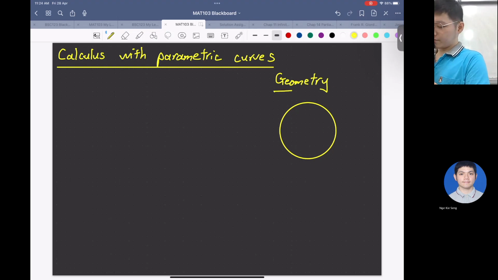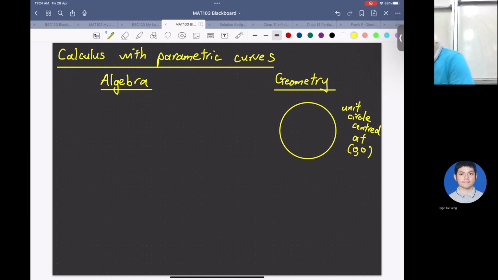So this circle here, how can we describe it? What's the circle equation from last time? Let me fix the point first. It's a unique circle centered at (0, 0). How do we describe this circle? Remember, there are two ways we can do it. x squared plus y squared equals 1.